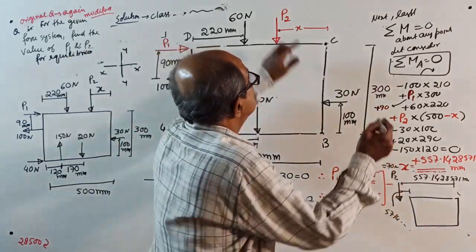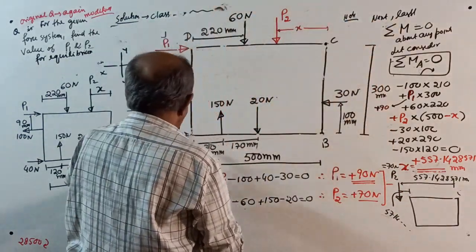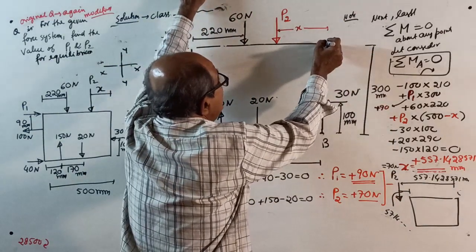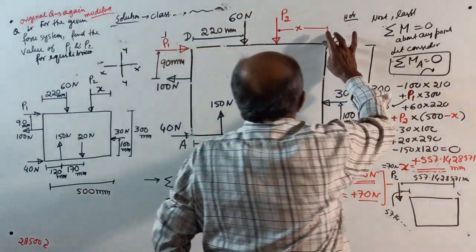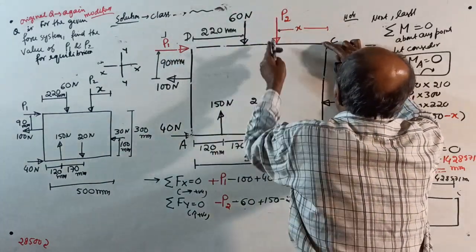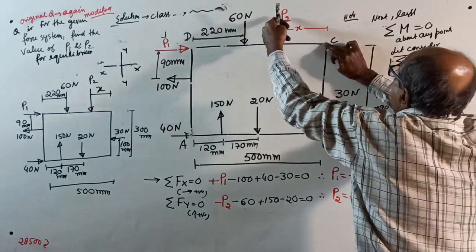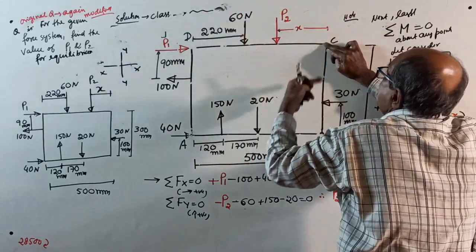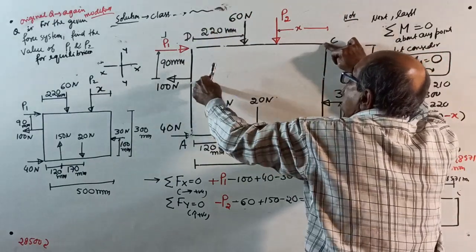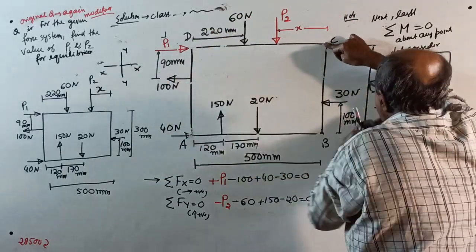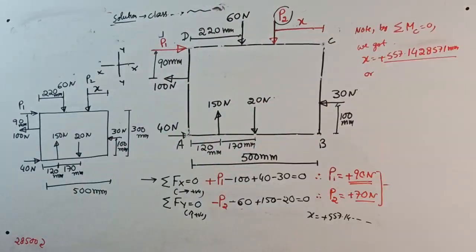Now, make a note. You took moment about A. Instead of that way, if you take moment about C, it is little easier. Why easier? Because then you get directly P2 into X. If you take moment about C, minus P2 into X, minus 60 into 280, plus 100 into 90, minus 40 into 300, plus 150 into 380.